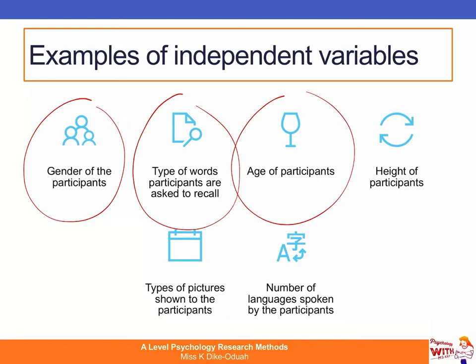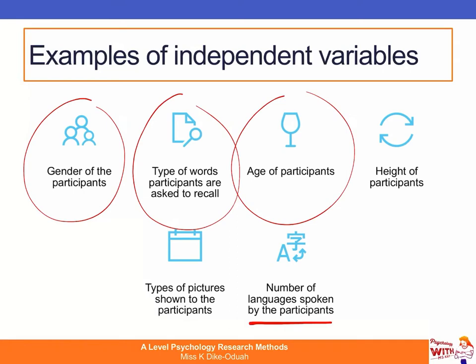Types of pictures shown to the participants, so it might be that you're comparing the response to neutral faces versus angry faces. And lastly, number of languages spoken by the participants. So it might be that indeed you have two groups of participants. One group you've identified as being able to speak one language, another group you've identified as being able to speak maybe three languages, and maybe you're comparing their ability to read people's emotions. I'm making this up as we go along, but you get the idea.